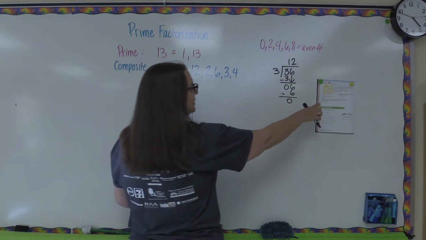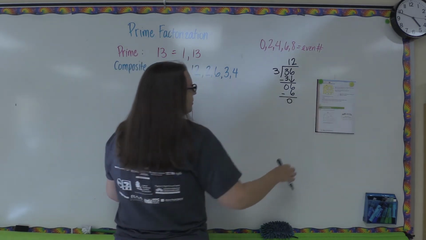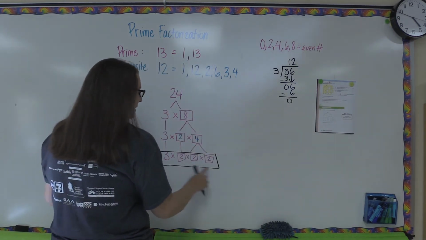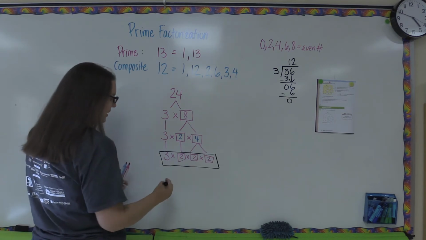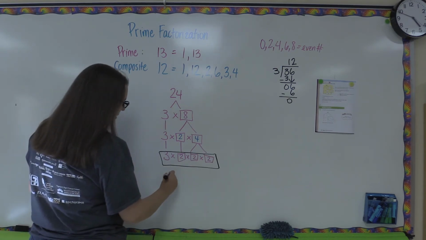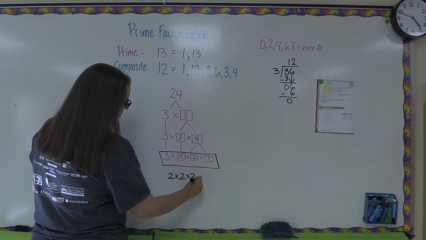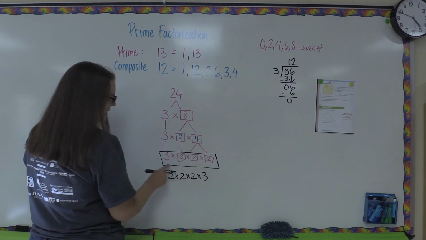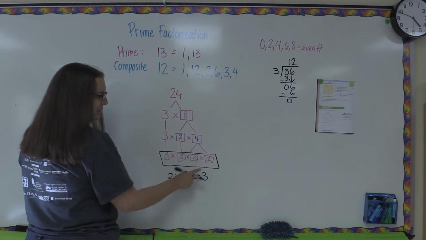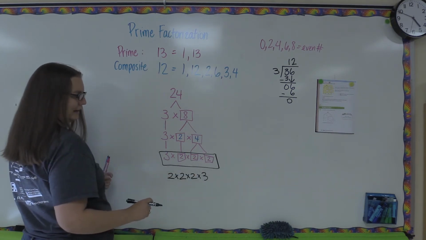You're going to write those in right here next to number 3. So they want to do it in order, so we want to make sure we do it the right way. So we always start with the smallest to largest. So 2 times 2 times 2 times 3. And these are just the prime numbers I'm getting from that bottom row, okay?